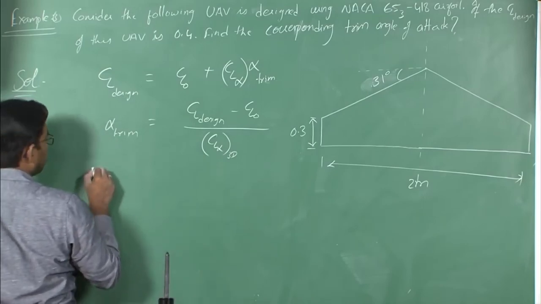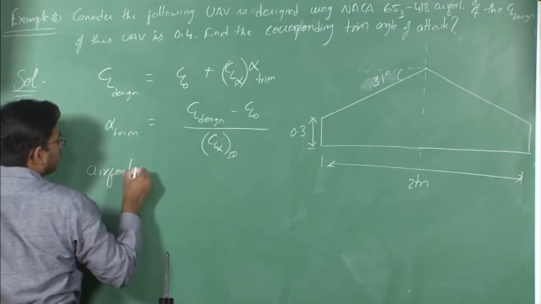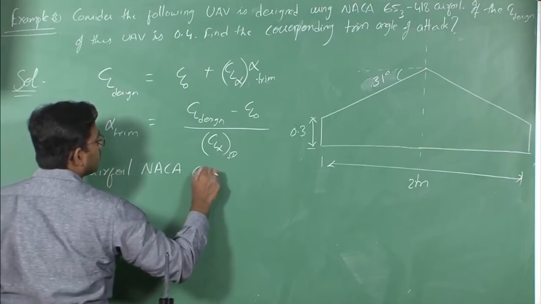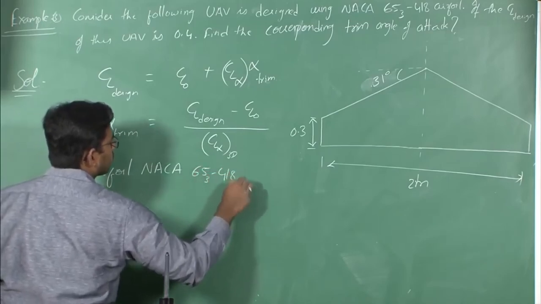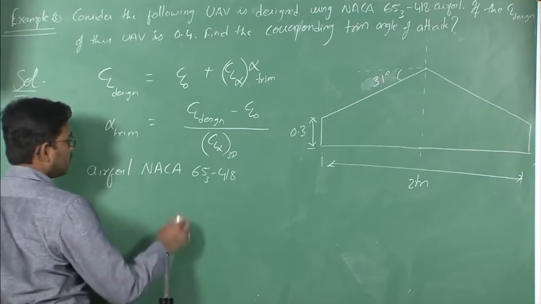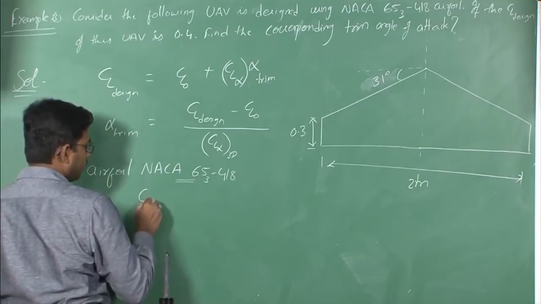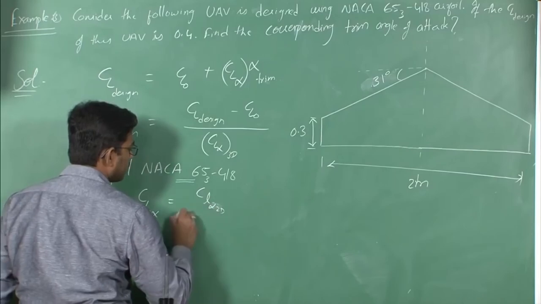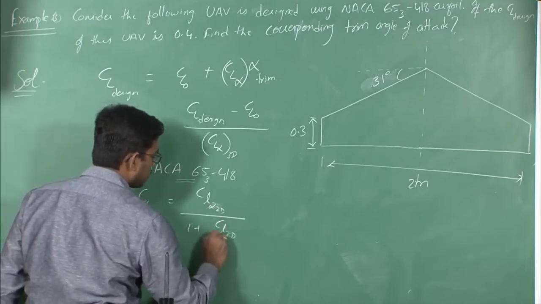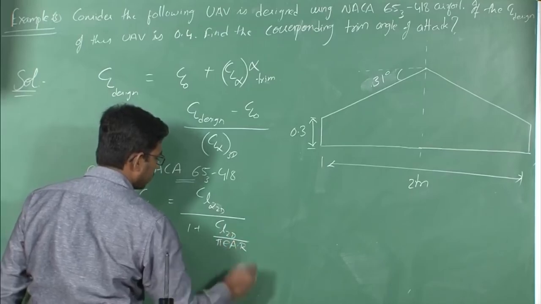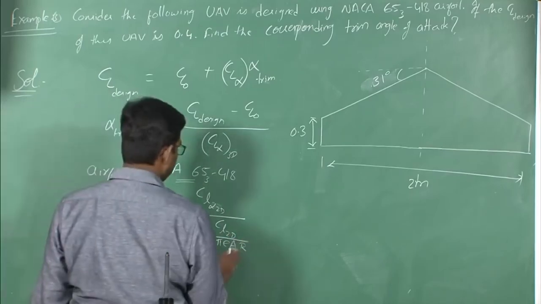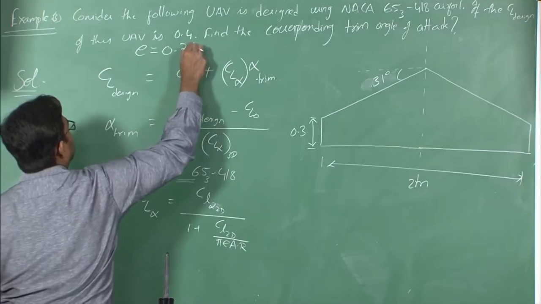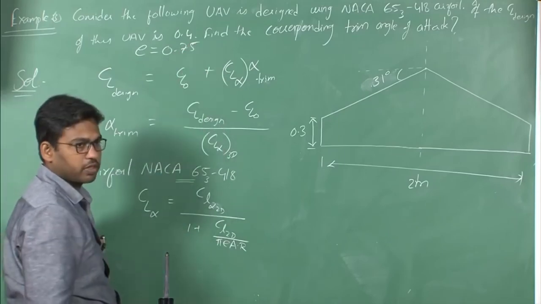Another piece of information given is the airfoil, which is used here, NACA 653418. In order to find CL alpha 3D, we need to know the airfoil CL alpha, as well as the aspect ratio and Oswald's efficiency. Say the Oswald's efficiency is about 0.75. So we need to find the aspect ratio of this wing.